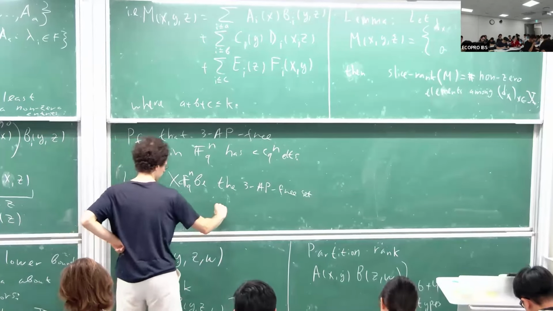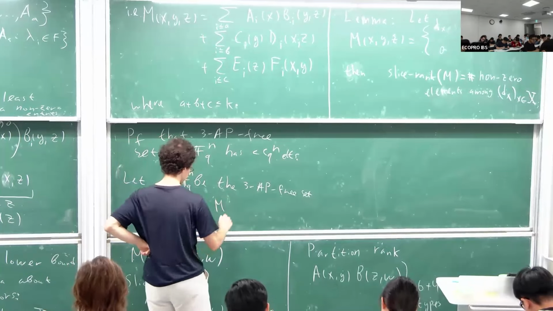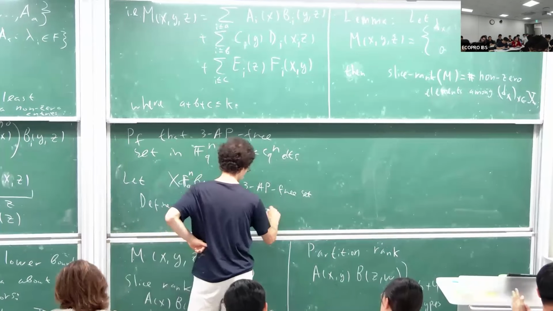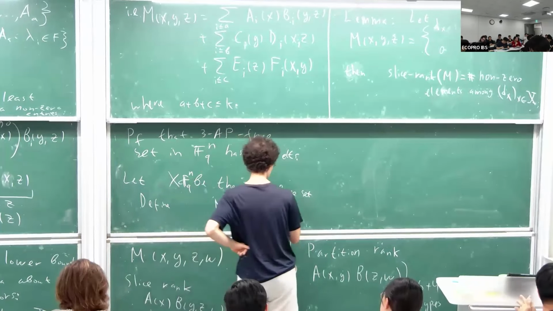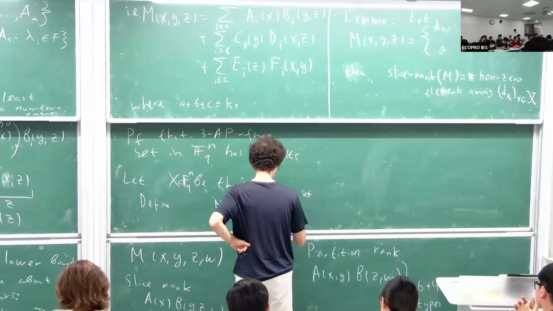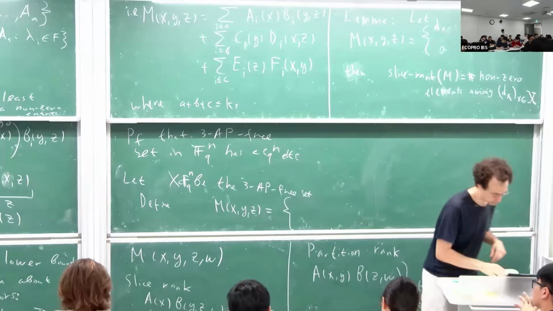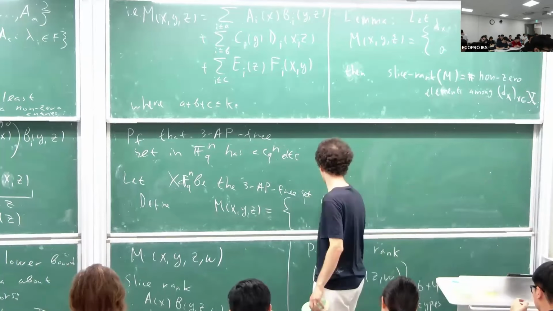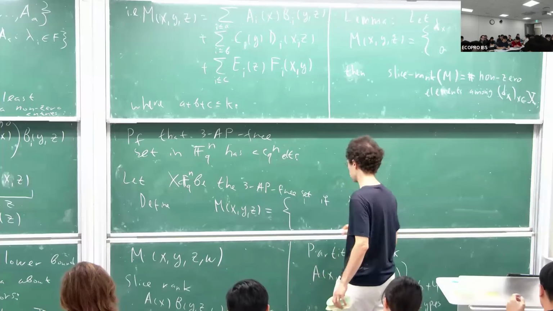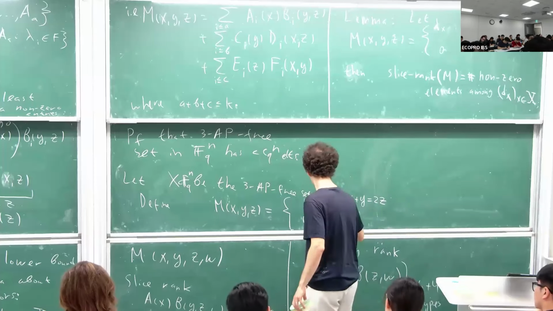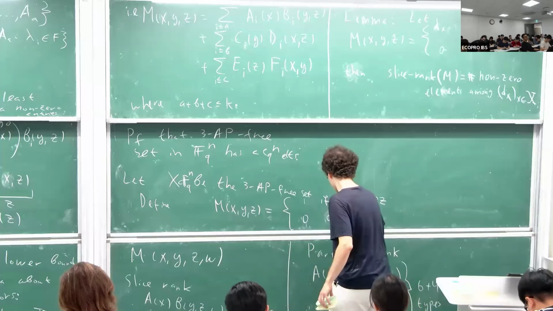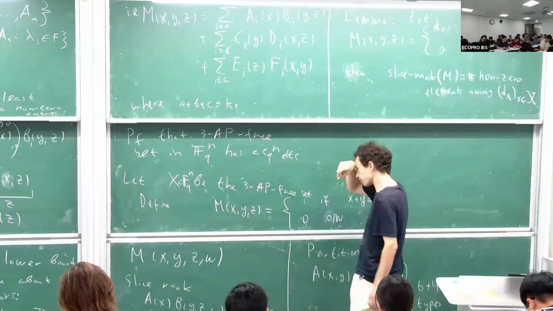Define M(x, y, z) to be 1 if x plus y is 2z and 0 otherwise. Okay, let's observe some things about this tensor.